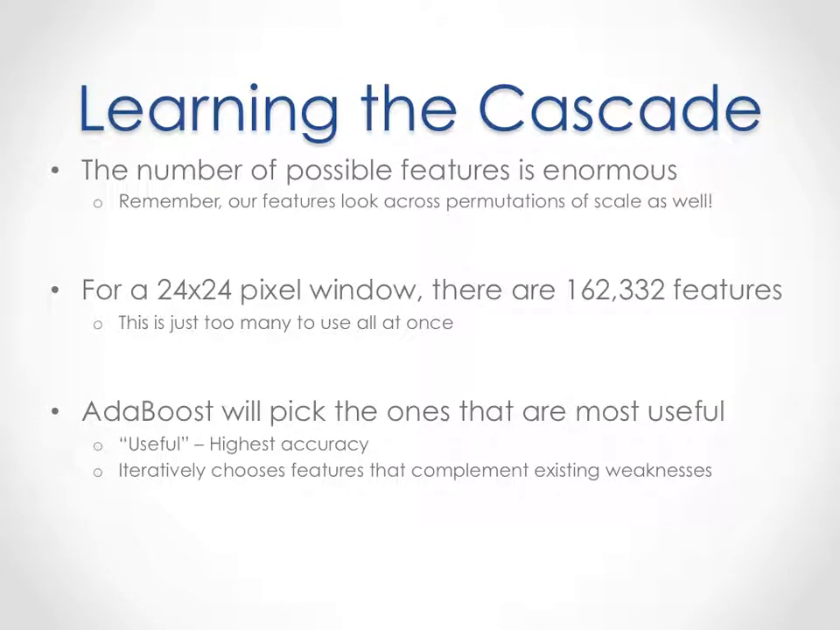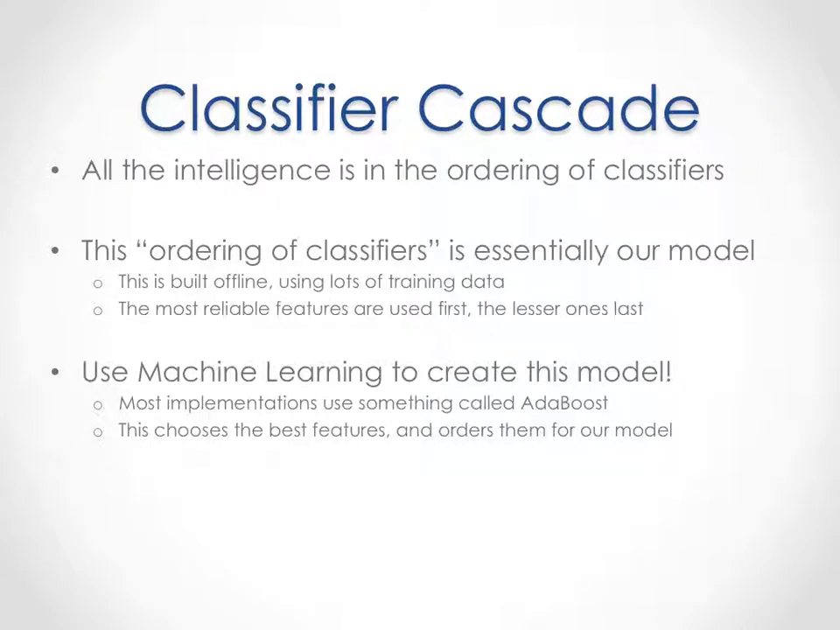So let's talk about how we learn the cascade. Question? Yes? I don't know why the order of the classifier is so important, because I think the order is only a factor of the computing speed. Yes, exactly. All that matters is computing speed, not accuracy. Because if any single one of them says no, then we say it's not a face, and all of them have to say yes in order for us to say it is a face. So you're right. Maybe this slide is a little deceptively worded.